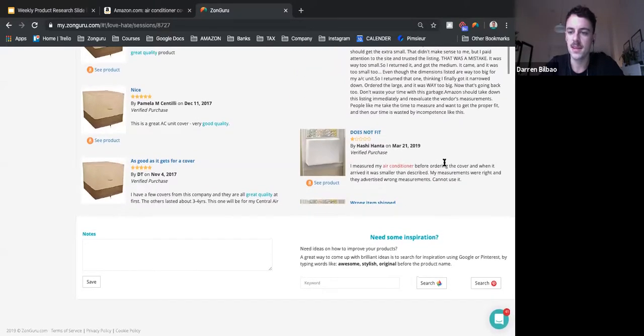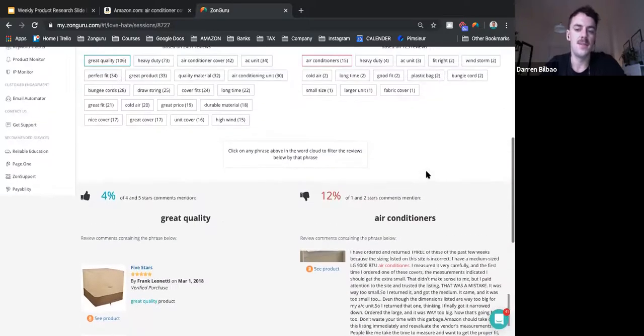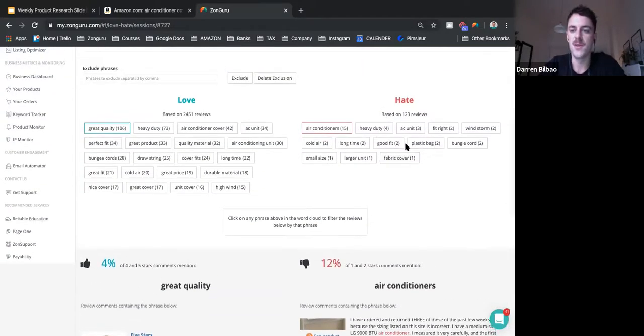Does not fit. I measured it, and when it arrived, it was smaller than described. So sizing, as you can imagine, would be very, very frustrating for these people.